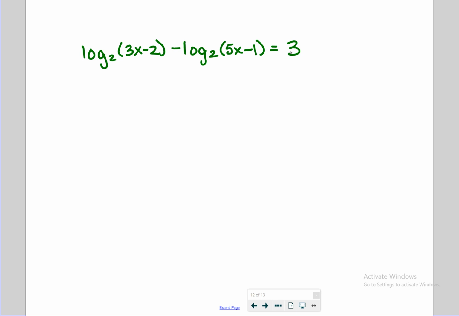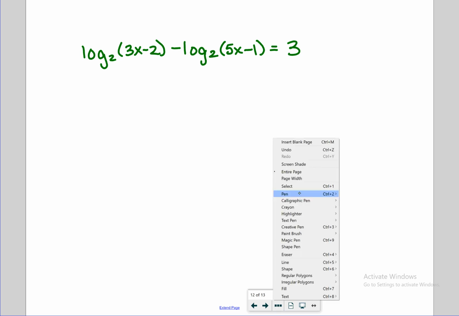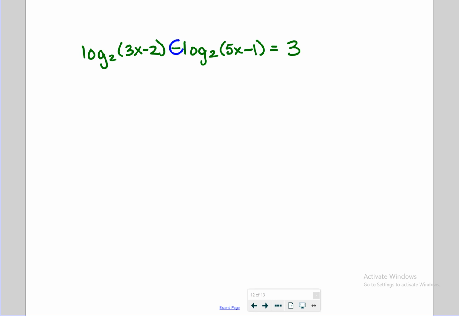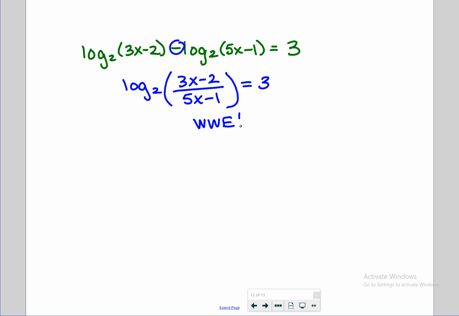I have more than one log, so we condense. Subtraction turns into division. So it's going to look like log base 2, and then I'm going to divide those two polynomials. 3x minus 2 over 5x minus 1 equals 3. If I had a log on both sides, I could just drop the logs and compare what's inside them. But I only have one log, so what's our strategy? Rewrite with exponents. So with exponents, this would look like 2 to the third equals that big fraction, 3x minus 2 over 5x minus 1.